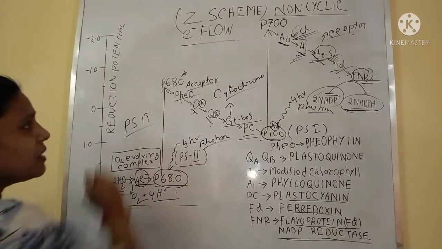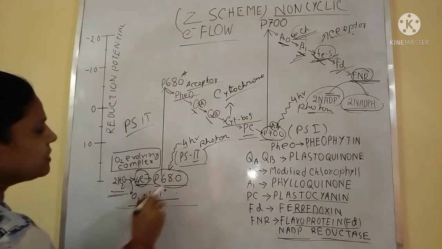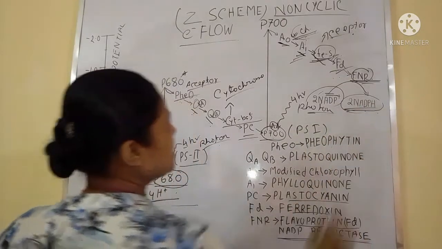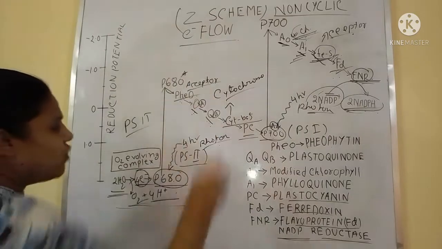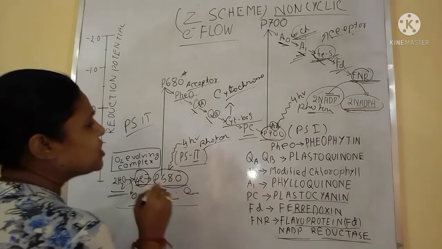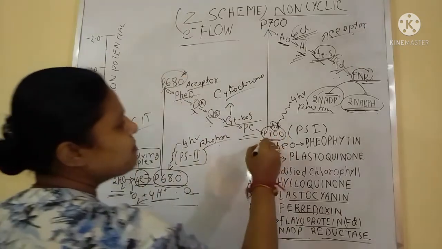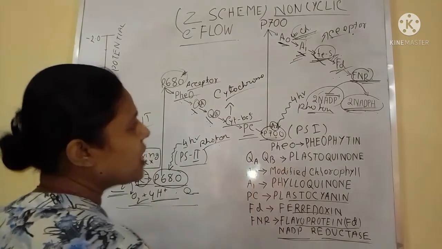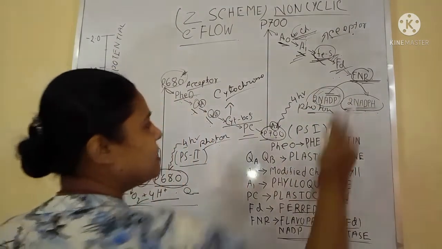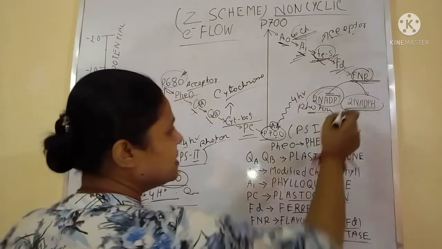So within this non-cyclic pathway, the products formed are oxygen, hydrogen and NADPH. PS2 involves the formation of oxygen, hydrogen and, obviously, electrons. This electron transfers from P680 to P700, and here the electron involves the reduction of NADP plus into NADPH, and this NADPH helps the reactions to continue in the dark phase.